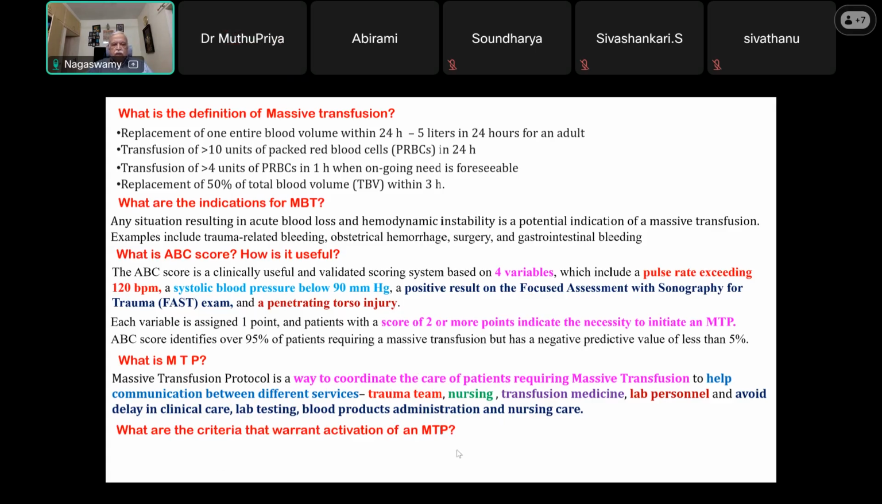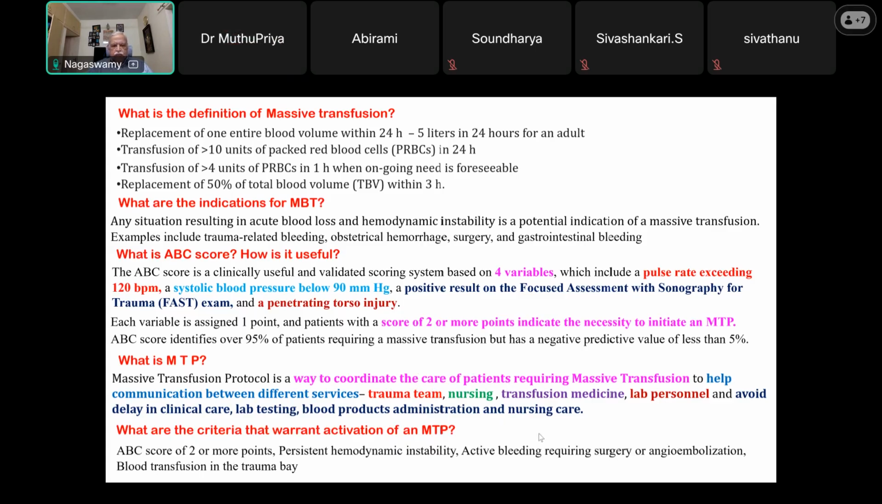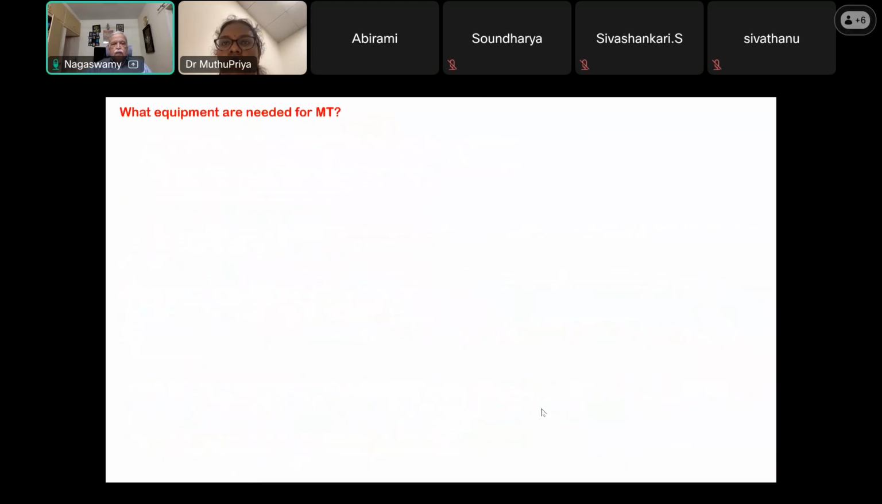And what are the criteria to warrant the activation? ABC score of 2 or more points, persistent hemodynamic instability, or active bleeding requiring surgery or angioembolization, and blood transfusion in the trauma bay itself. As soon as the patient arrives in emergency, where you find him pale like paper, and you start the O negative as an emergency, that is again another indication to activate the massive transfusion protocol.